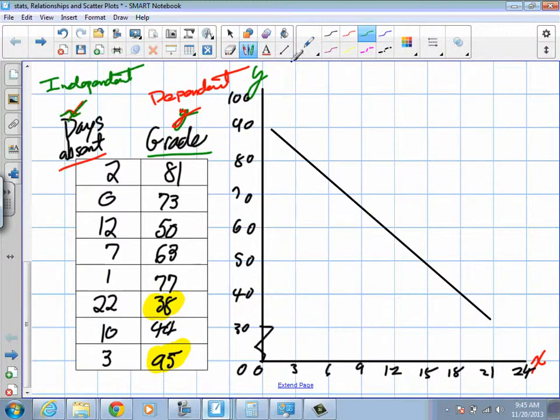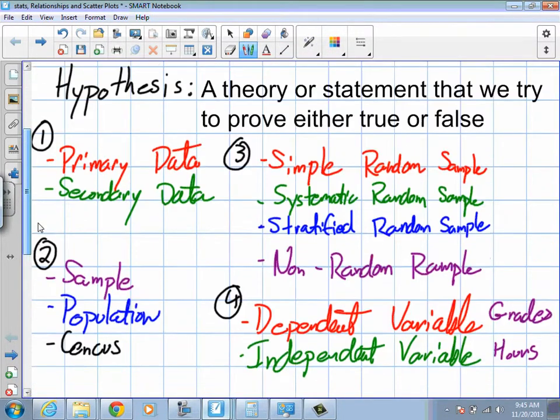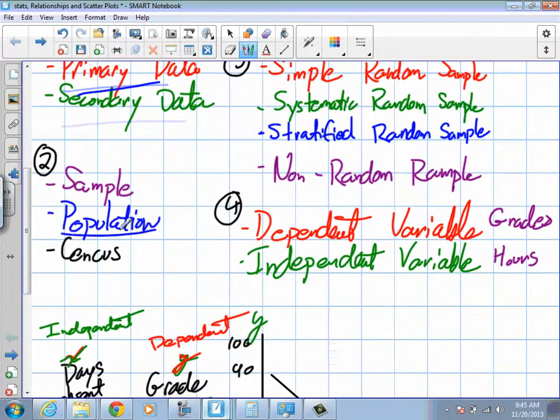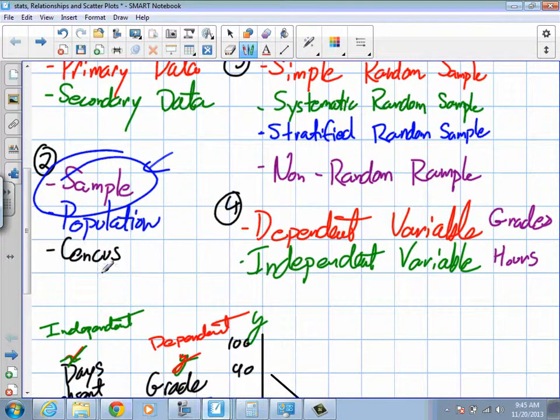Now, this is some data that we'll say that I collected. So when I go back up here, if I collected the data, is it secondary or primary data? Primary. So we got primary data. Okay. Is this an entire population's data? It's just a sample, right? It was specifically for my class, so we're looking at the days absent for my specific class. It's not a census because I did not send a survey to the entire country's population or the school's population.